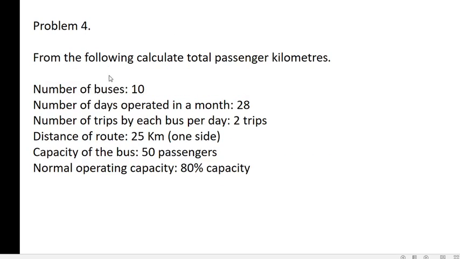Now we come to the next problem. From the following, calculate total passenger kilometer. The information given is number of buses is 10, number of days operated in a month is 28, number of trips made by each bus per day 2 trips, distance of the route 25 km, capacity of the bus 50 passengers, normal operating capacity 80% of the capacity.